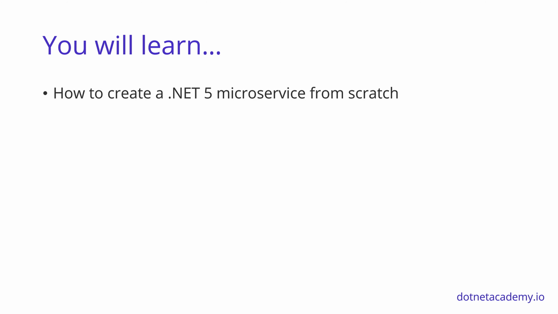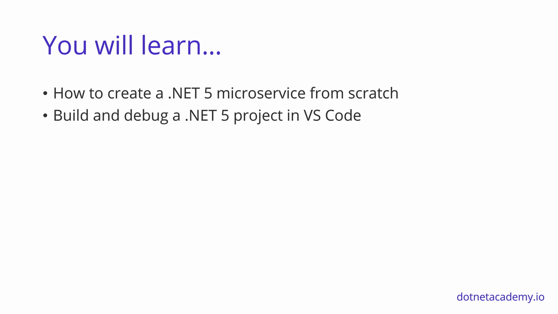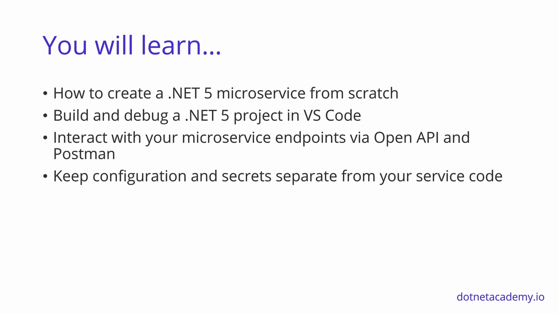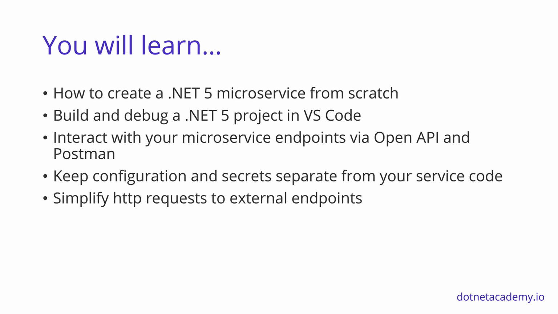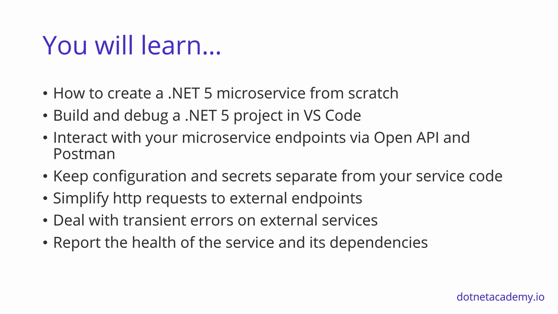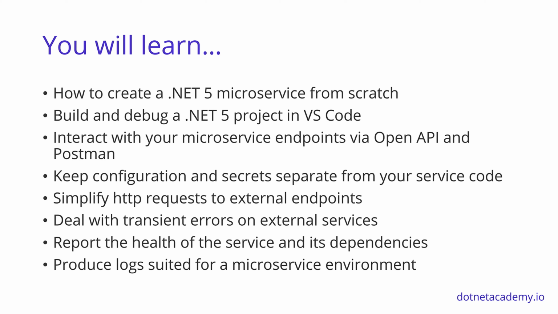In this video, you will learn how to create a .NET 5 microservice from scratch, how to build and debug a .NET 5 project in Visual Studio Code, how to interact with your microservice endpoints via Open API and Postman, how to keep configuration and secrets separate from your service code, how to simplify your HTTP requests to external endpoints, how to deal with transient errors on external services, how to report the health of the service and its dependencies, and how to produce logs suited for a microservice environment.